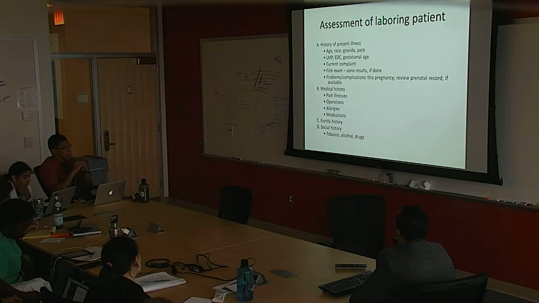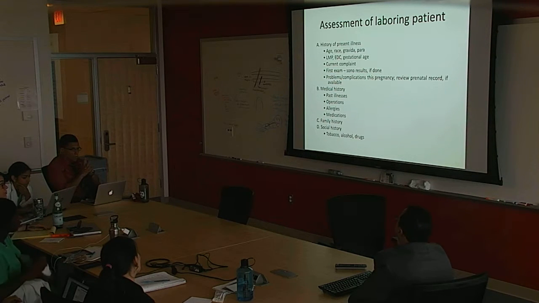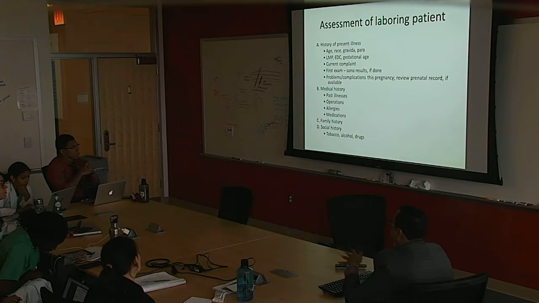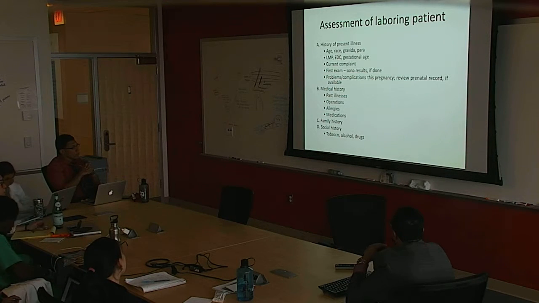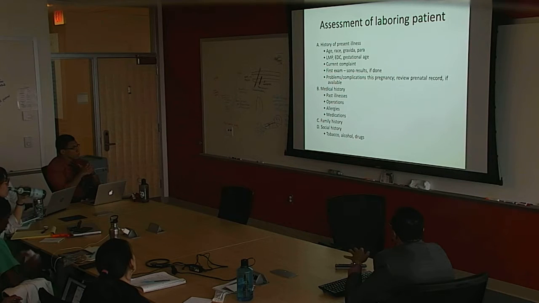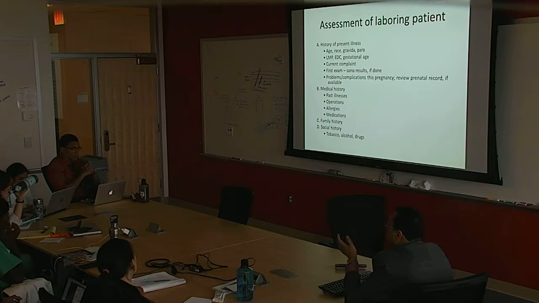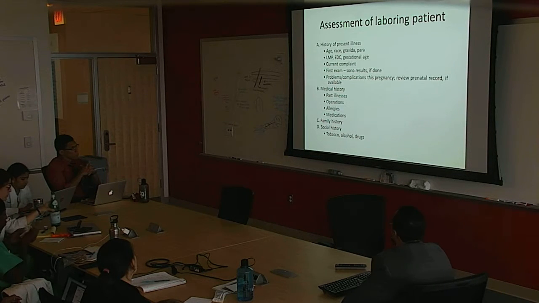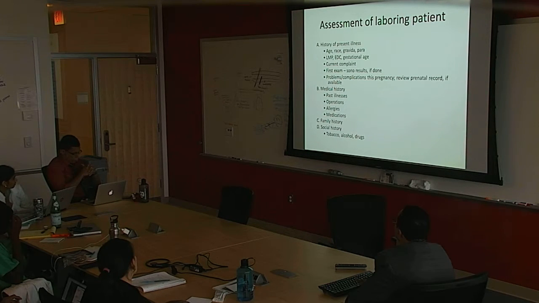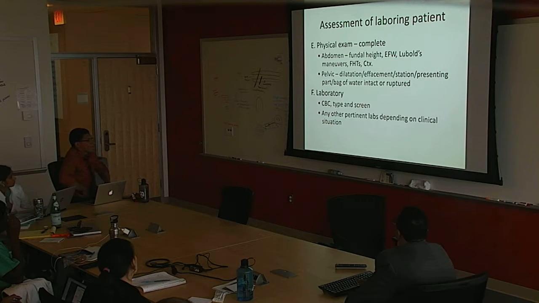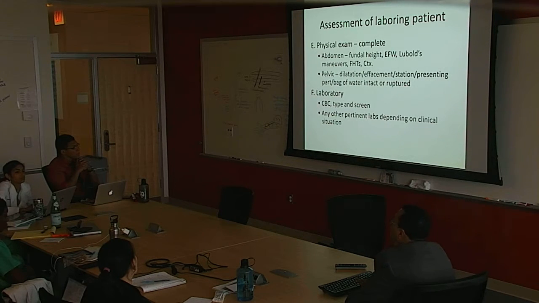Assessment of labor indication. That's what you will do when you are doing the indication in labor and delivery. History of present illness: you check the age, gravity, parity, what is her last period, when is her due date, and the current complaint, first exam like ultrasound results, and then any problems or complications during this pregnancy. You take the medical history, family history, social history, all of those things, and then the physical exam, do a complete exam.